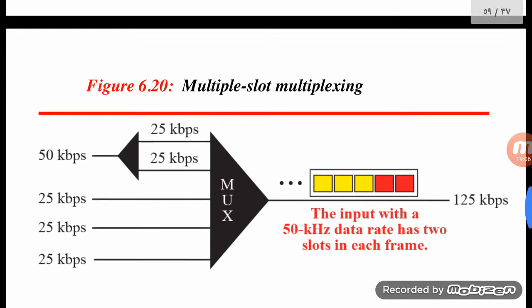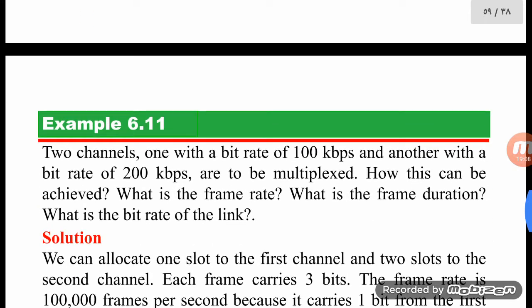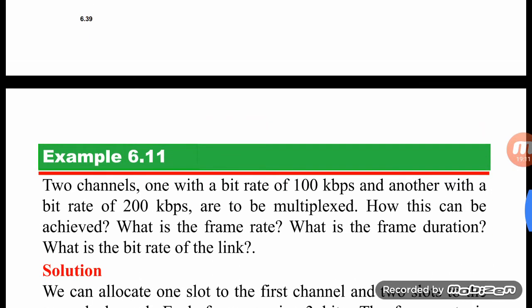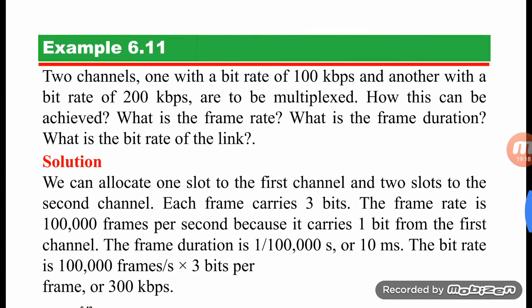Split. Yeah. So you have one is 100 and the other is 200. So this 200 is split into 2 100. So now you have 3 users of 100 kbps, and the problem is the same as before. So how can this be achieved?